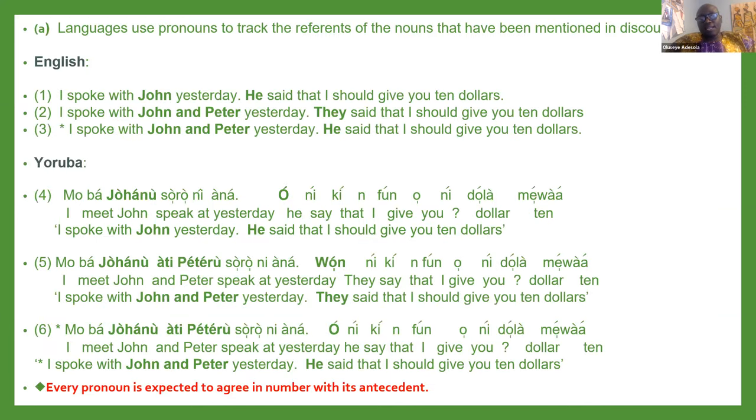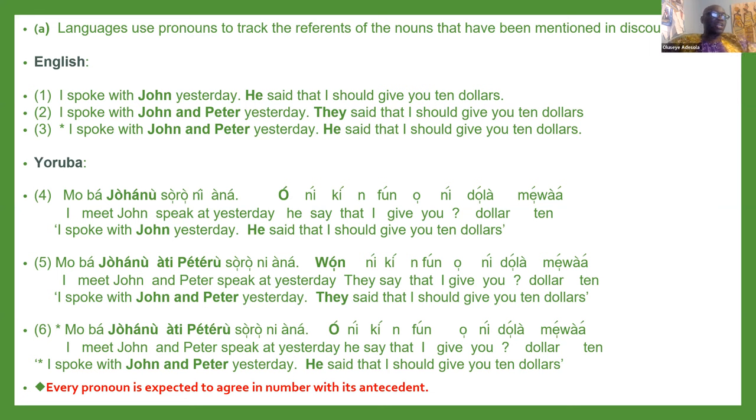So generally, pronouns are used to keep track of reference that people have talked about in the discourse. For example, in sentence number one in English, I spoke with John yesterday. He said that I should give you $10. Basically, he has an antecedent because we talked about John before. Everybody understands what that means. In the same way, if I say I spoke with John and Peter yesterday, they said that I should give you $10. They has an antecedent in John and Peter, everything is okay.